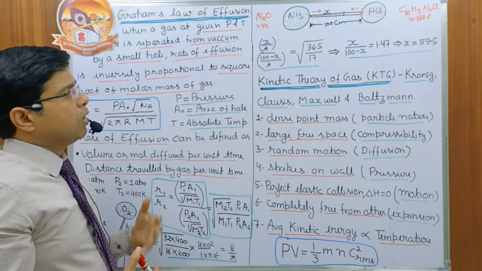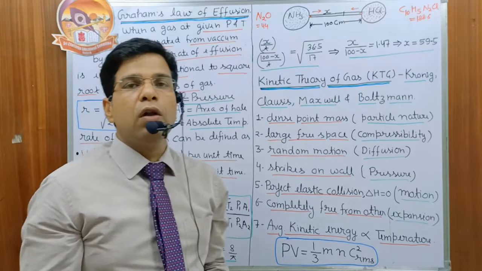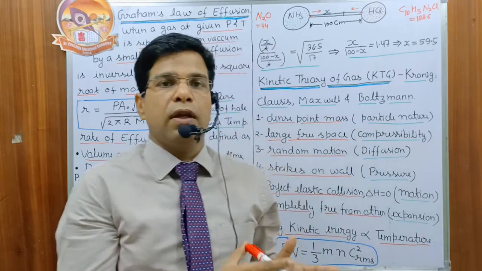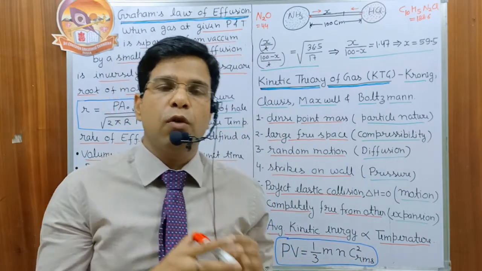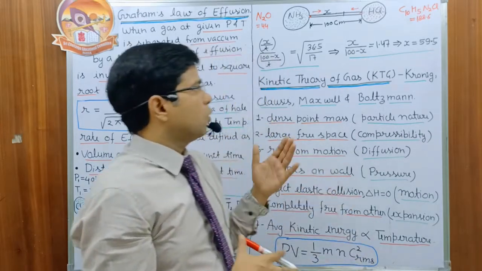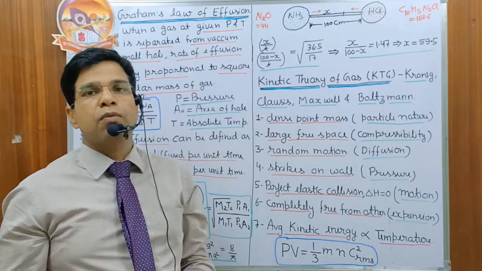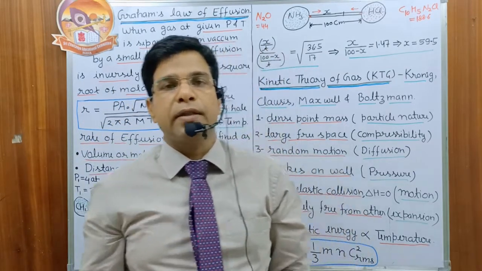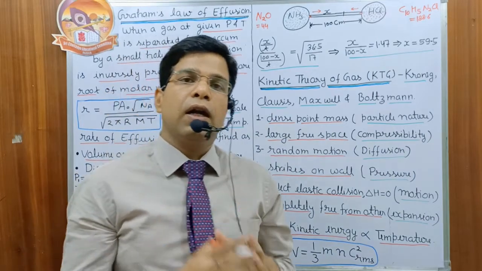Now we have the kinetic theory of the gas. All the gas laws are experimental facts. I told you that at the time of their invention, no theory was available to explain their behavior. So scientists Kronig, Clausius, Maxwell and Boltzmann combined to give a theoretical model of the gas, and that theory is called the kinetic theory of the gas.